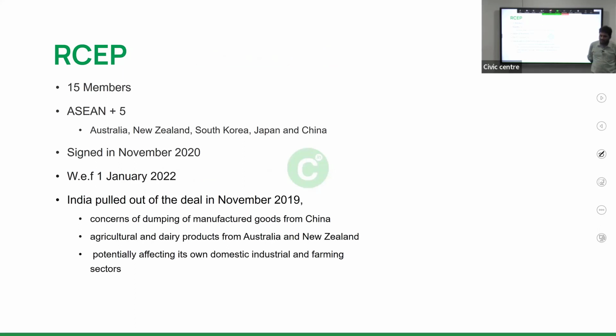So this is your RCEP, which consists of 15 members: 10 members of ASEAN plus 5 members, Australia, New Zealand, China, South Korea and Japan. Now Japan, South Korea, Australia and New Zealand are negotiating with the government of India to be part of the negotiations of RCEP again. They visualized India as a big market for manufactured products from China as well as dairy products from Oceania countries.